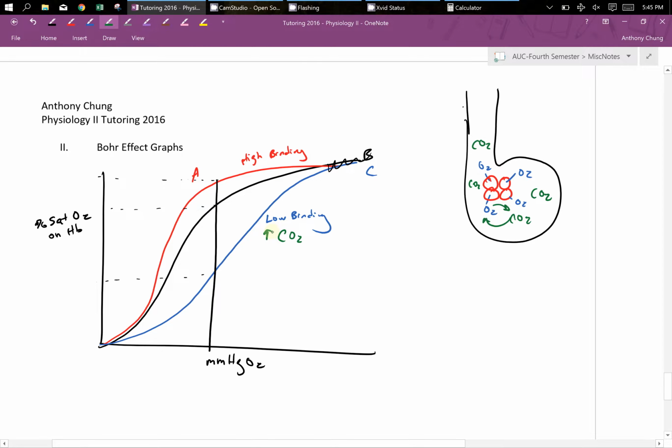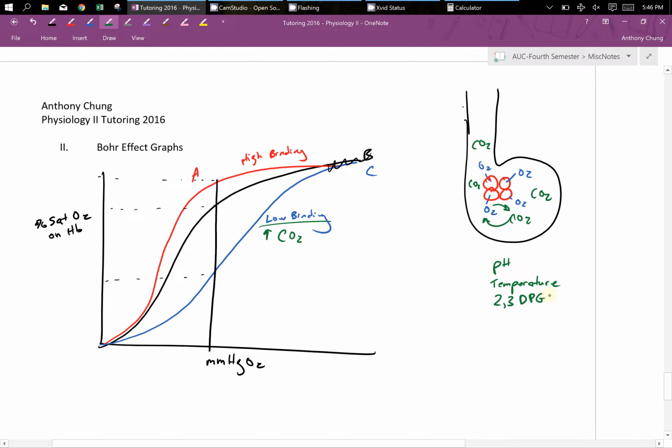However, there are other effects that do very similar things, and you can do this really intuitively. The other factors that will make it less binding are pH, temperature. What else? 2,3 DPG or BPG. It's di or bi, it doesn't really matter. But let's just do it really intuitively.